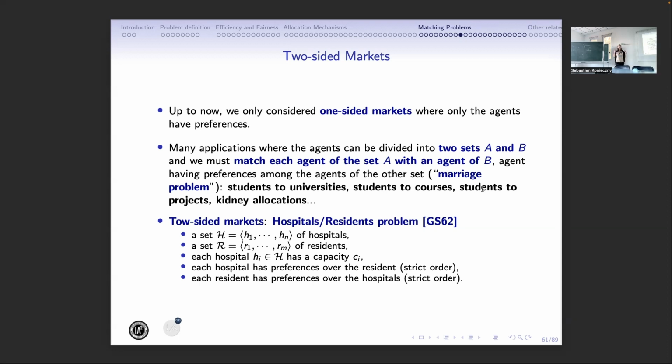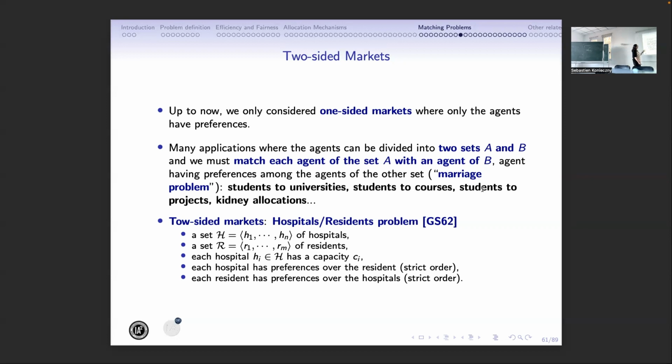For instance, if you want to assign students to universities, like in Parcoursup, students have preferences over universities, but also universities have preferences over students. And in this case, you have what we call two-sided markets, as the preferences go both ways. So we say in this case we have two sets of agents, A and B, and agents in A have preferences over the agents in B, and agents in B have preferences over the agents in A.